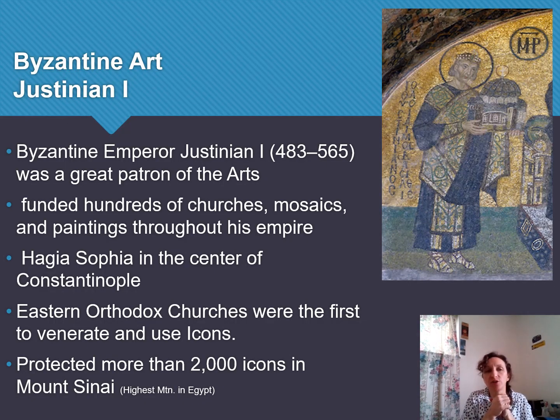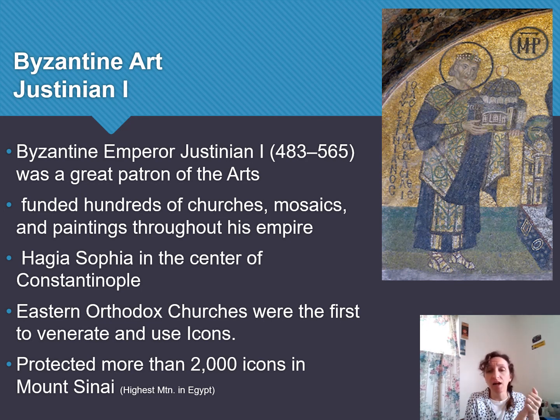So Justinian the First is one of the biggest patrons of the arts in art history. He funded hundreds of churches and mosaics and paintings. He created the Hagia Sophia. The Eastern Orthodox Church was the first to use icons and their creation, which we're going to talk more about, but the short version is that they are art created by religious venerated individuals, and then that art has religious power imbued into it.